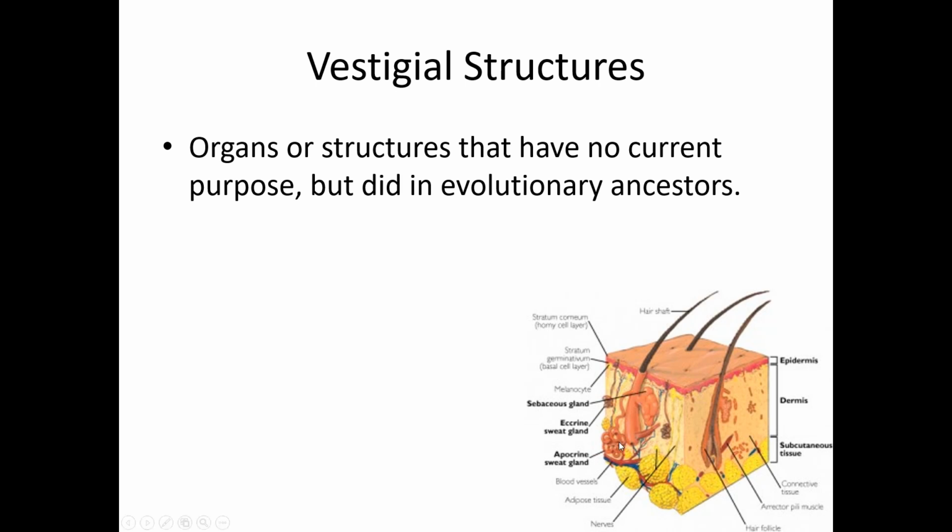The example that I'm going to give you for that is the erector pili muscle, which is the muscle that helps make you get goosebumps when you're cold. The purpose of that is to make your hair stand up so it fluffs your coat to make you warmer, but now we don't have enough hair for that to actually make us feel warmer. It just gives us goosebumps instead. So there's not a purpose to that, but it's something that we still have, and it still activates whenever we start to feel cold. So that's what a vestigial structure is.